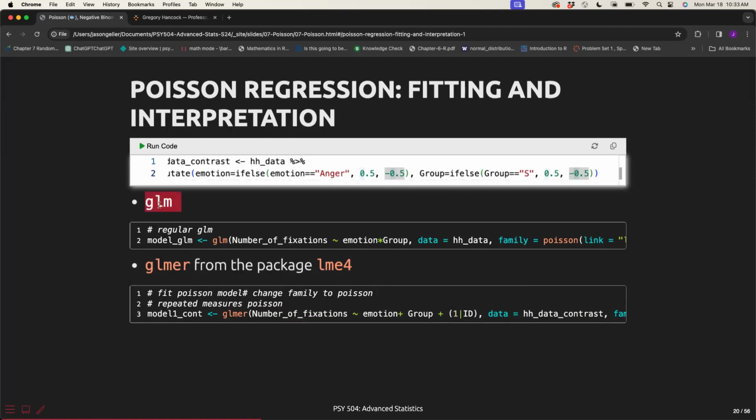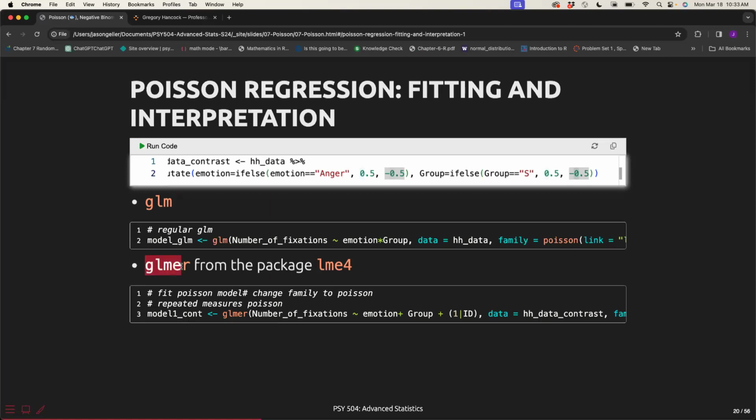So if we're going to be running a regular non-nested or non-clustered data set, what we could do is use the GLM function like we've used before to model logistic regression. And all we need to do is change the family to Poisson, and we're going to use a log link here. If we have nested data or correlated data, we have to use a multi-level function.